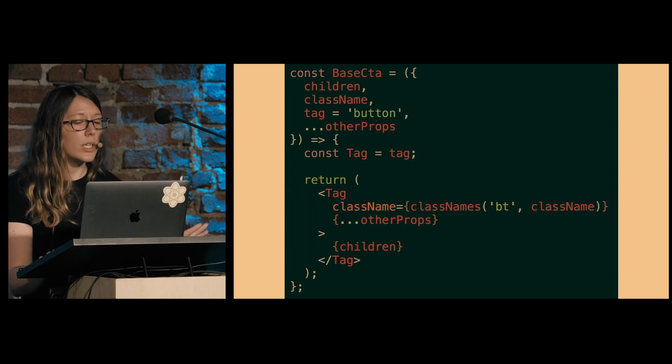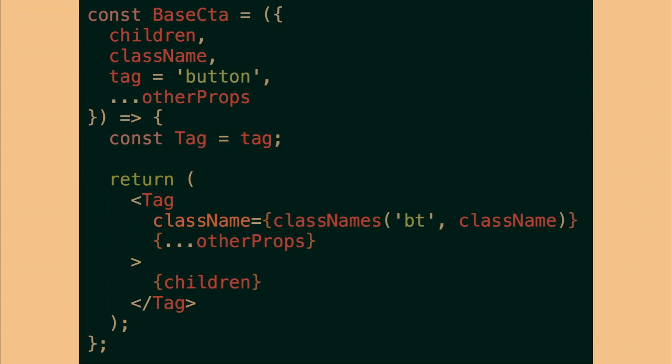I want it to be really lightweight because its main job is to encapsulate the parts that might change more frequently, so something like the class name. And I also need it to not interfere between the differences between components.